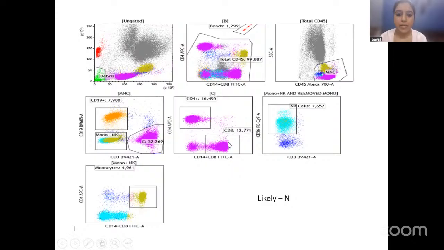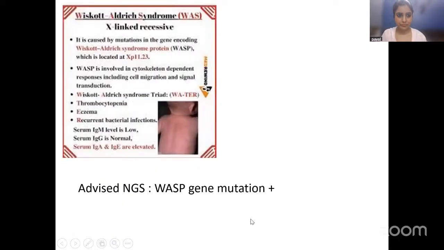Usually your CD4 will be more than CD8. If there is a ratio reversal, you know that there is some problem. But here the ratio looked okay. CD4 was more than CD8, and absolute values were also not very significantly abnormal. Yeah, if you want to see this plot, just to complete it, CD56, these are the NK cells.